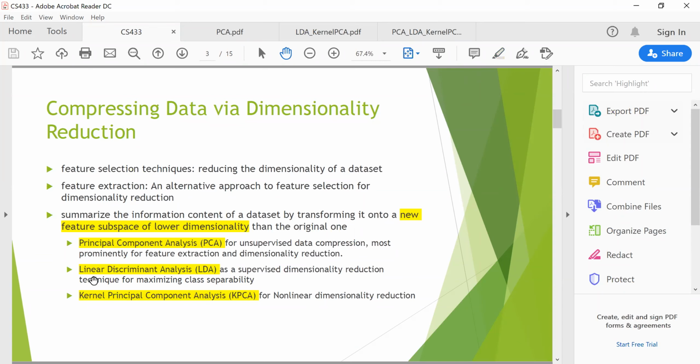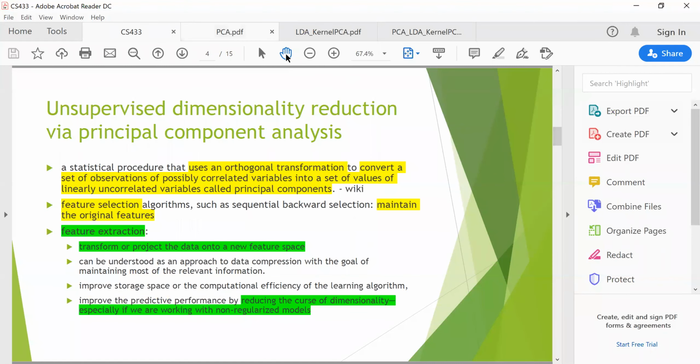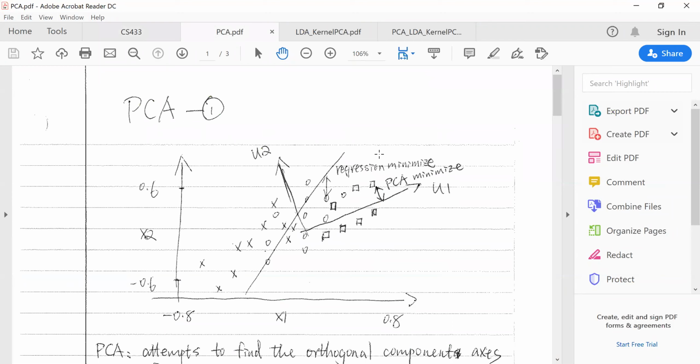And the second one is called LDA, linear discriminant analysis. Today we will also discuss it. The third one is kernel PCA, and the kernel concept we also learned previously in SVM. Okay, so first let's go over the concept about PCA, the principal component analysis.